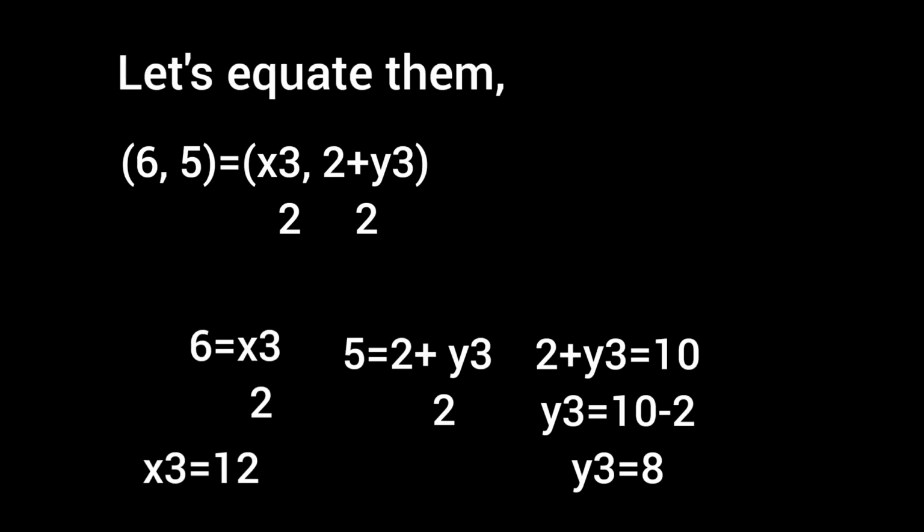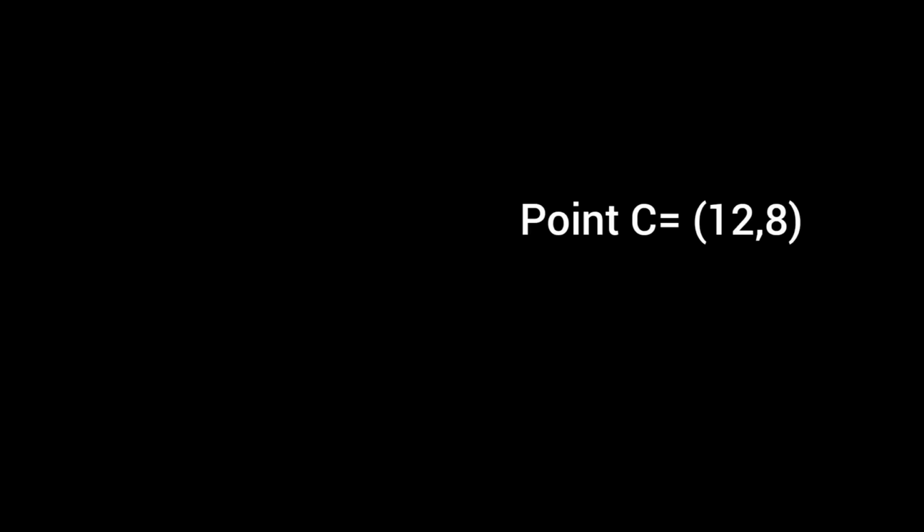Now let's equate these two. Since point B is the midpoint of A and C, we can equate them to get 6 equals x3 over 2 and 5 equals 2 plus y3 over 2, leading us to x3 equals 12. When we cross multiply we get 2 plus y3 equals 5 times 2, which is 10. Then we get y3 equals 10 minus 2, which means y3 equals 8, leading us to point C as (12, 8).